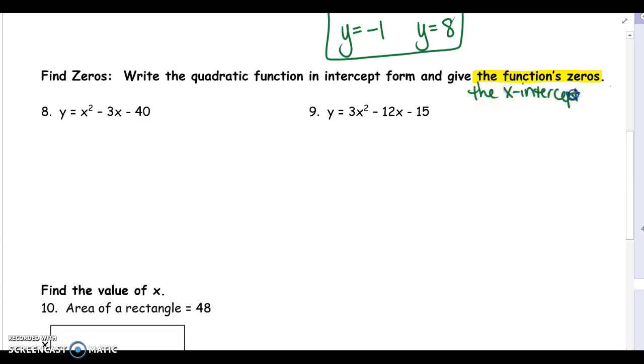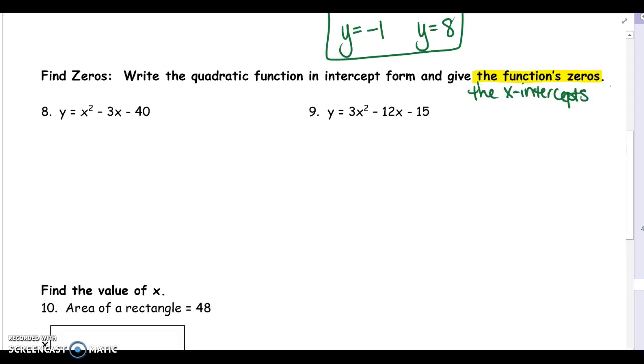When we first talked about the concept of x-intercepts, I said that there were three phrases that represented the x-intercepts. The x-intercepts, the zeros of the function, and the solutions of the function. So everything that we've been doing, factoring, solving by factoring, that's the same stuff that we're doing today.